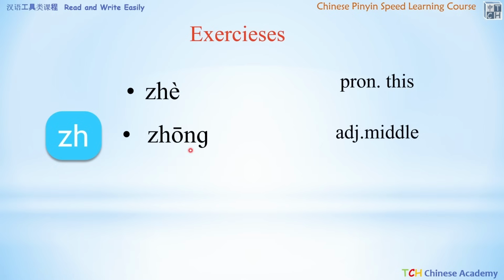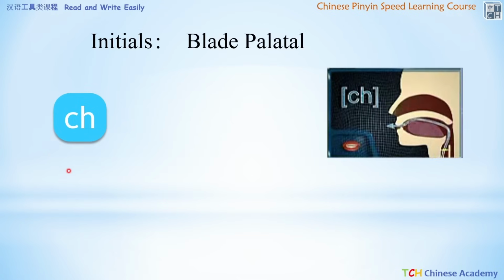And next one is zh and i, the first tone, zhi. And dao, with ao as the final, and the fourth tone falling down. So 知 dao 道 together, 知道 means to know, to understand.